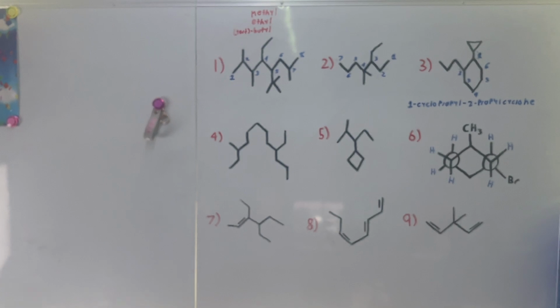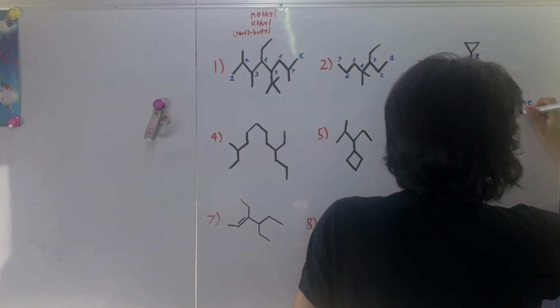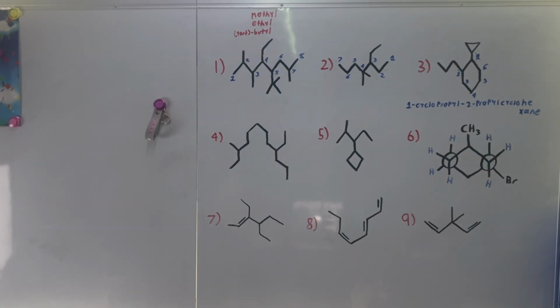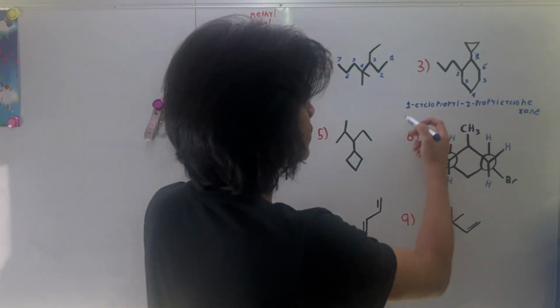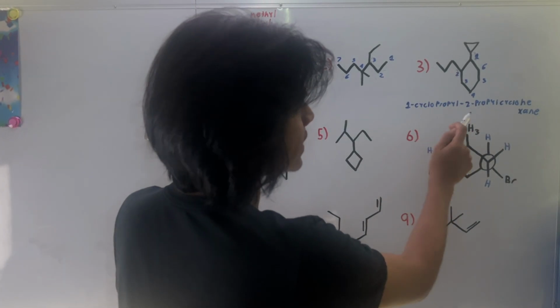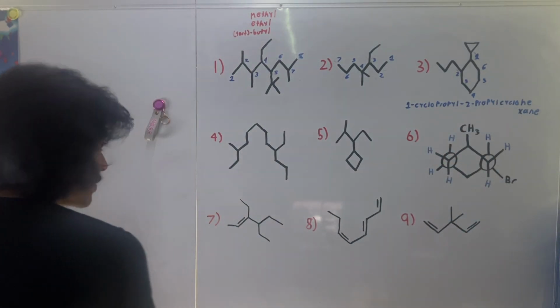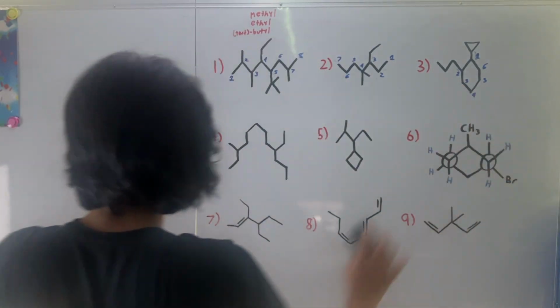Actually, I'm not sure if this is getting the full name. Hopefully it does. I'm just going to write down the rest in the bottom. Okay. So this would be our solution for our compound number 3. 1 cyclopropyl, 2 propyl cyclohexane. That's a mouthful. Okay, so that was compound number 3.